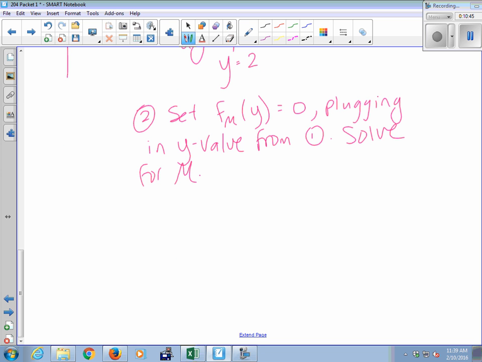I know. So my original f sub mu is y squared minus 4y plus mu. Set it equal to 0, right? Plug in the y value you solved for in part 1, which is a 2. So I have 4 minus 8 plus mu equals 0. You solve for mu and you get 4.